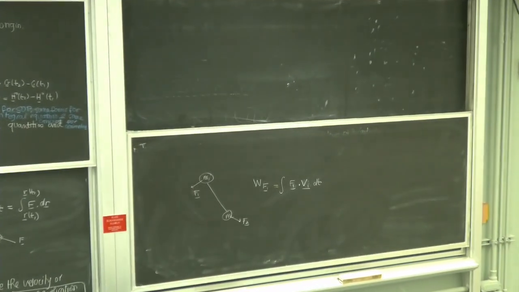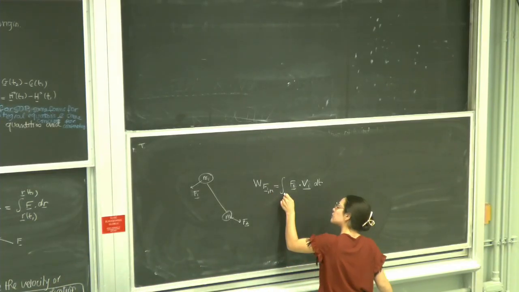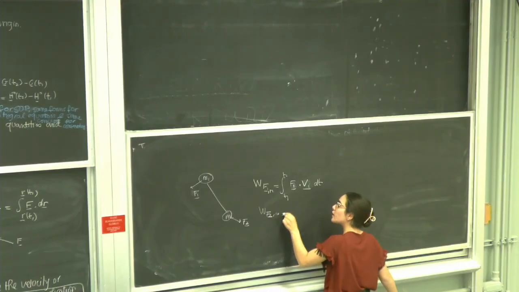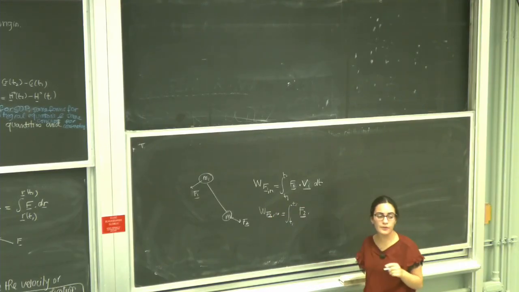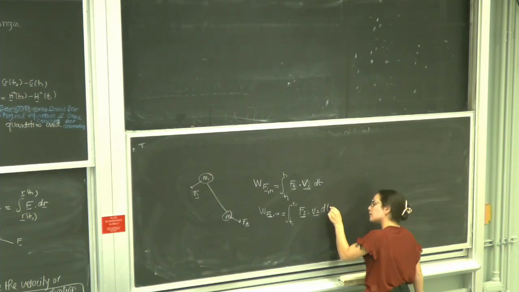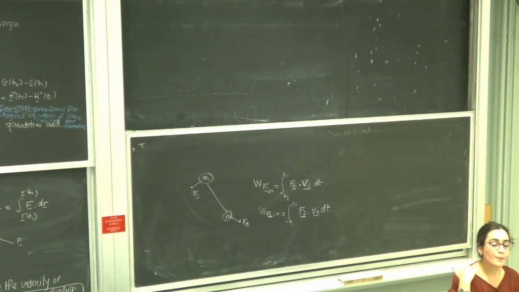Similarly, if I want to calculate the work of F2, I'll dot that with the velocity of which point? The velocity of which point? V2, right? The velocity of M2, which is V2, the point of application of F2. Does that make sense?